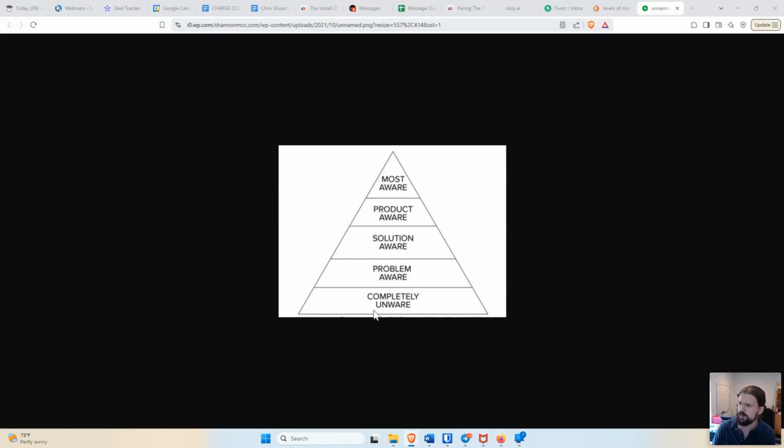And then for the people who are completely unaware, and realize this says unaware, should be unaware. For people who are completely unaware, then you probably want to do like a demographic audience or an interest-based audience. So that means, what are their general characteristics? So like, what's their age group? What's their income? What are they interested in generally?